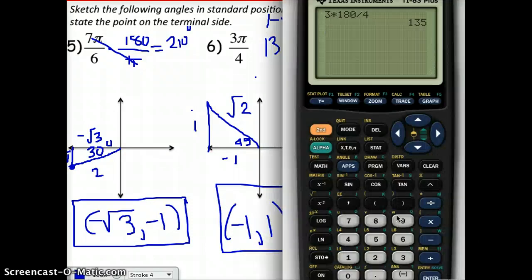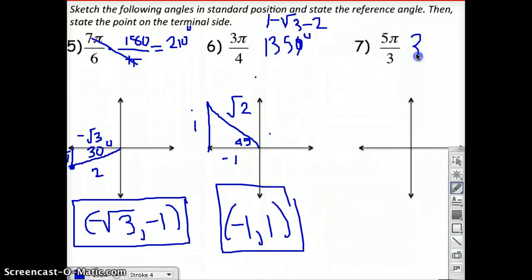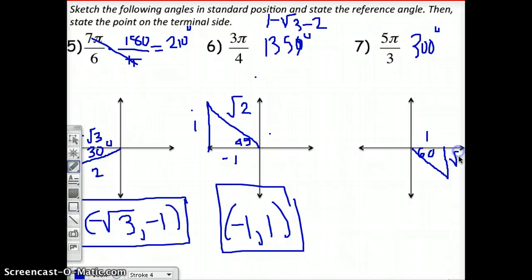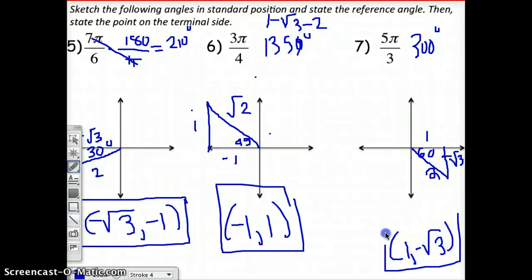And the last example, 5 times 180 divided by 3, 300 degrees. Quadrant 4, this would be a 60-degree reference angle. And across from the 30 is 1, across from the 60 is root 3, but negative because it's down, it's quadrant 4, and 2. So your point on the terminal side would be over 1, down root 3. And that would be your answer.